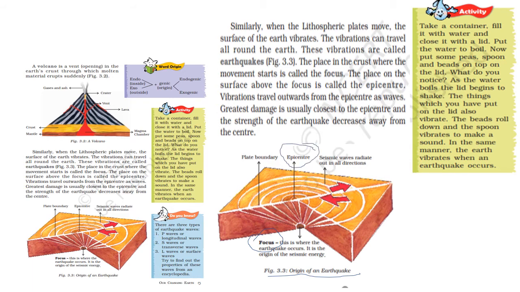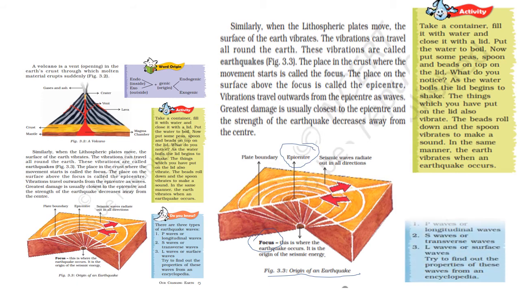Just above the focus lies the epicenter, where the waves of an earthquake reach first and then travel on the earth's surface. Waves are of three types: P waves or longitudinal waves, which reach first on the earth's surface; S waves or transverse waves, which are secondary; and then L waves or surface waves.